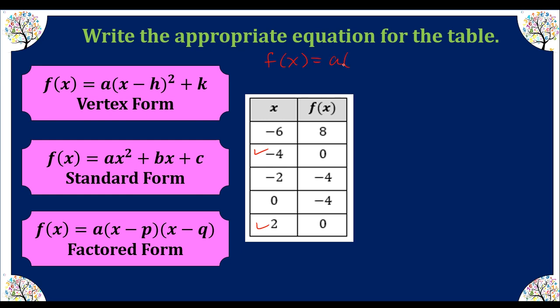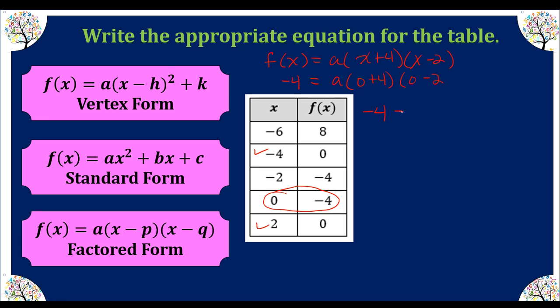I don't know my a value, so I'm going to say x minus -4. And then we have x minus 2. We're going to use a point other than the point we've already used. Let's just go ahead and use the y-intercept. I'm going to plug in -4 for f of x, 0 for my x value.